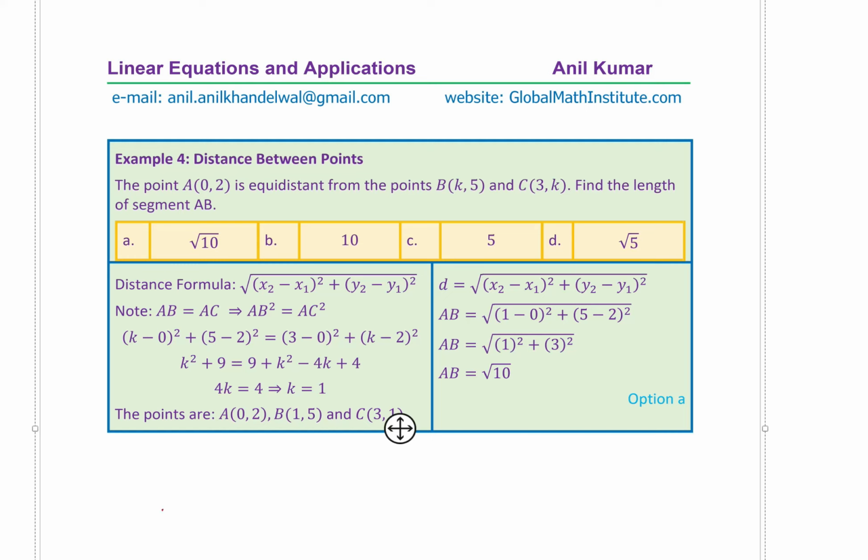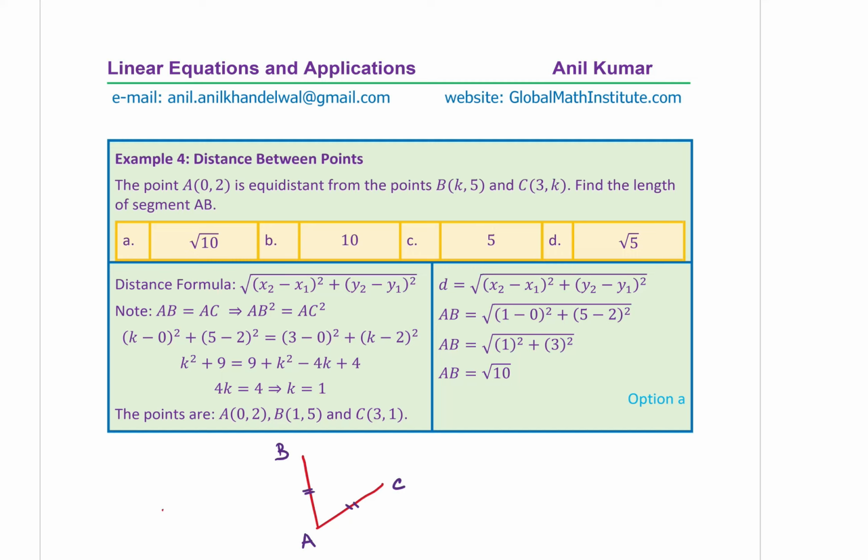Example 4. Now in this we are going to use the distance formula. The question here is, point A, which is (0, 2), is equidistant from point B, (k, 5), and C, (3k, 0). Find the length of segment AB, right? That is the kind of question which we have. So we can actually draw a situation here. From one point, we are trying to find the distance to the other 2 points, which is given to us as the same. We don't know what exactly those points are, but we know that the distances are the same. That is the situation, correct?